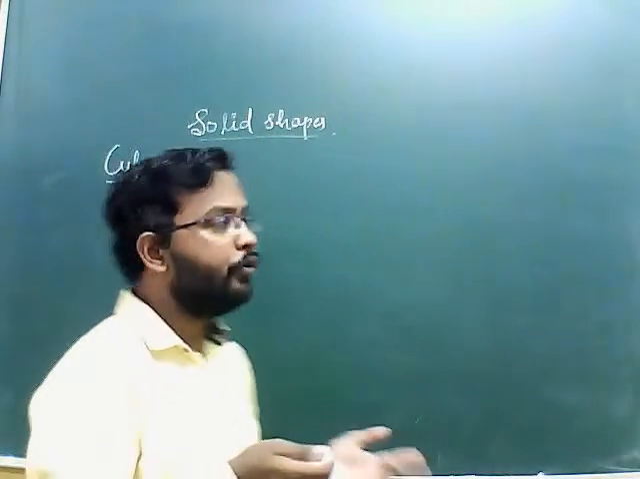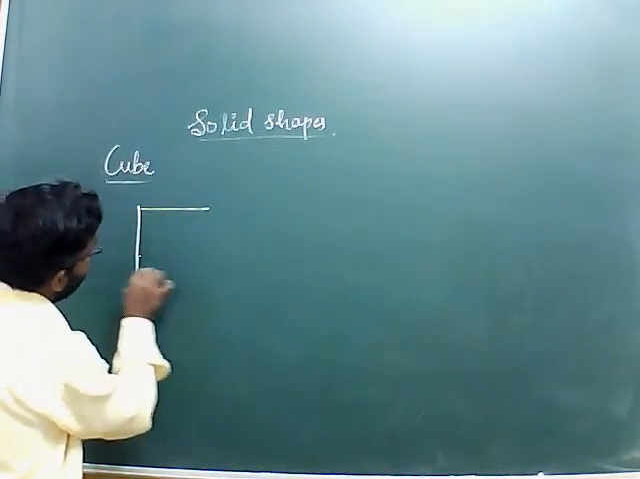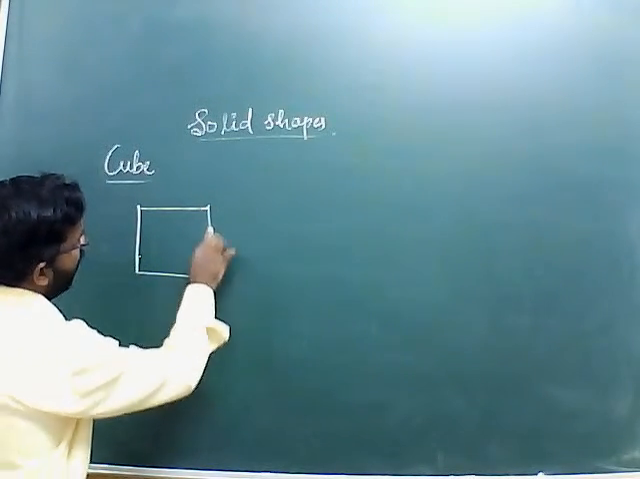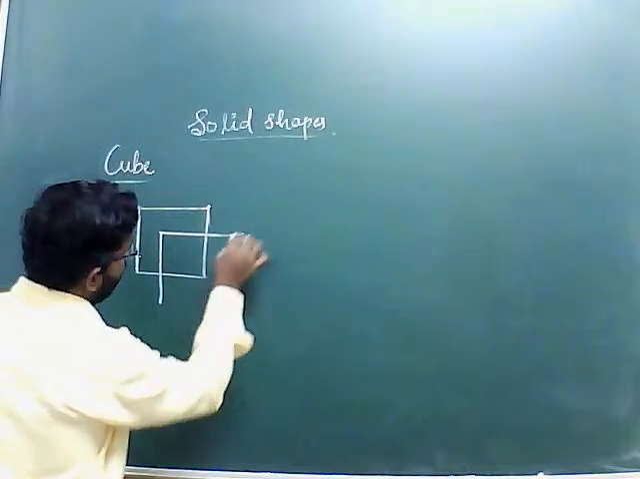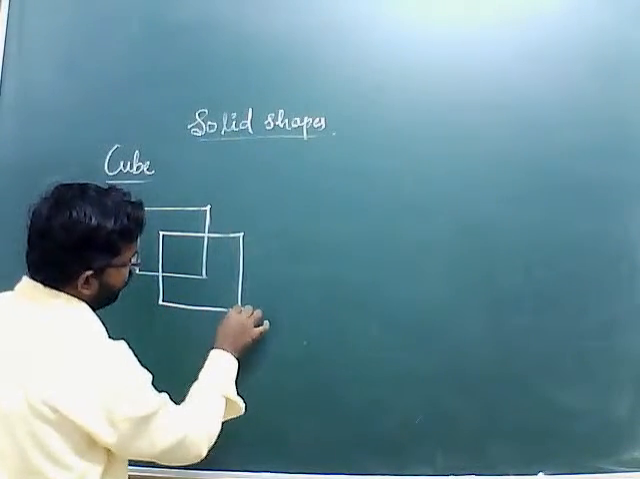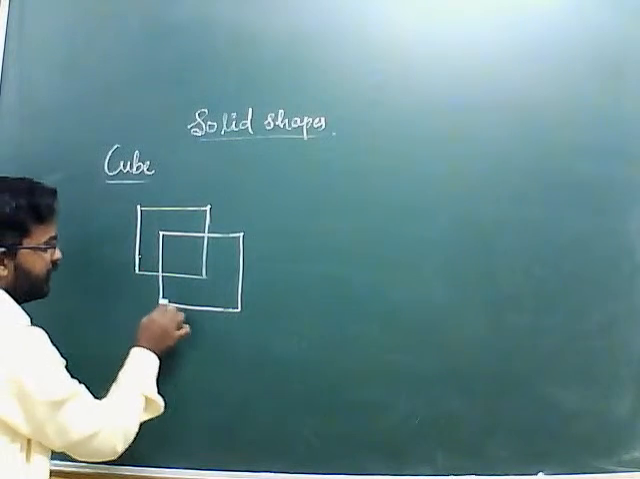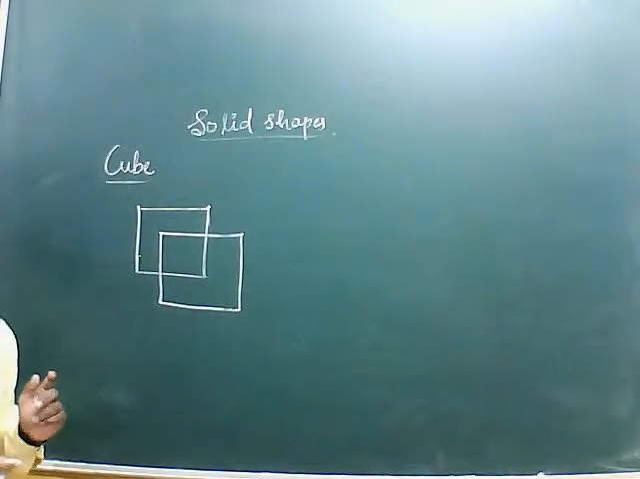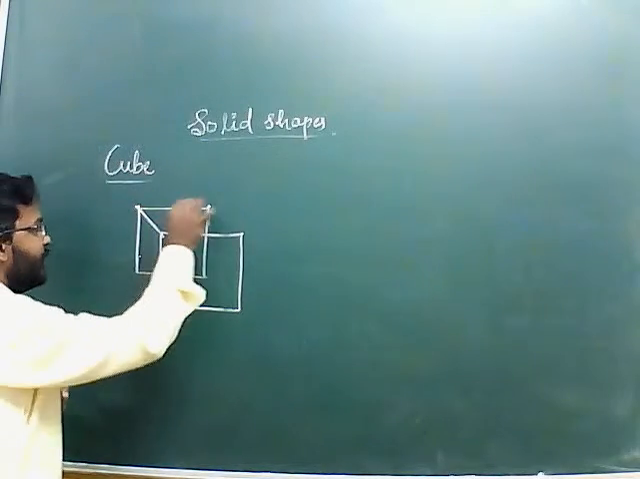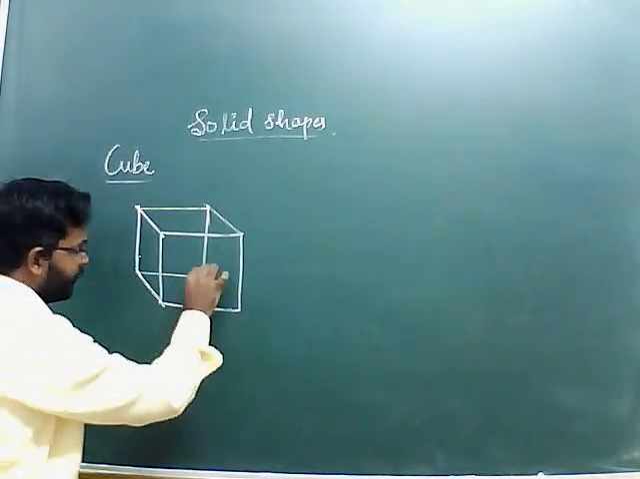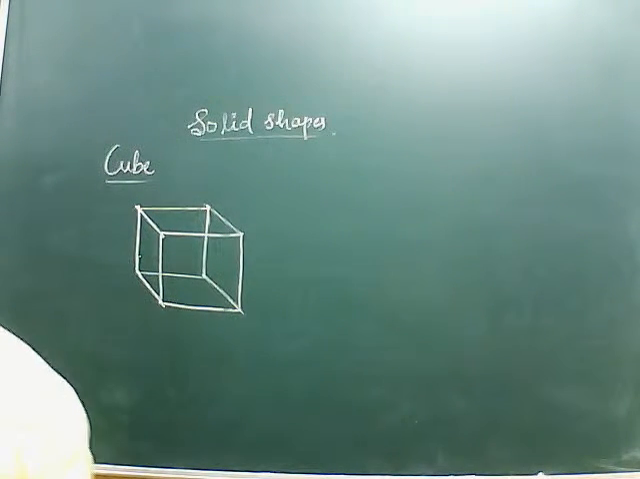So how to draw a cube? First draw a square, which I have already drawn, and below that draw another square. One square on top and another square below. After this, join these corners. So that will give a cube.